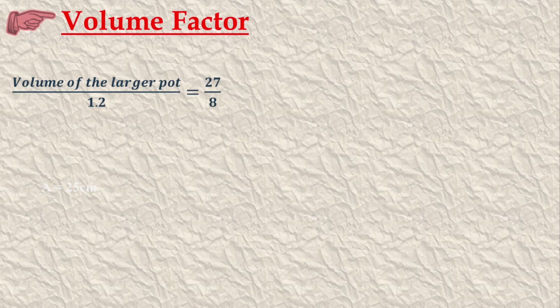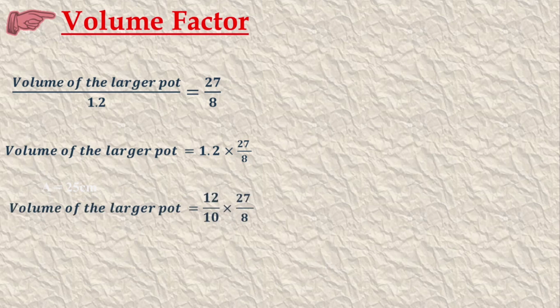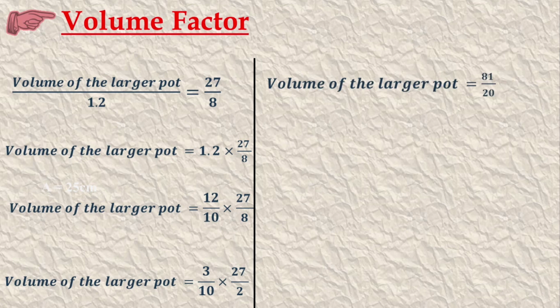Now if you cross multiply, you'd have the volume of the larger pot equal to 1.2 times 27 over 8. If we convert 1.2 to a fraction, you'll have the volume of the larger pot equal to 12 over 10 times 27 over 8. Now 4 can go into 12 to give you 3, and 4 into 8 will give you 2. Hence you'd have 3 over 10 times 27 over 2. 3 times 27 is 81, and 10 times 2 is 20. Therefore, the volume of the larger pot is 81 over 20. 81 divided by 20 is 4.05. Therefore, the capacity of the larger pot will be equal to 4.05 liters. This is the required answer.